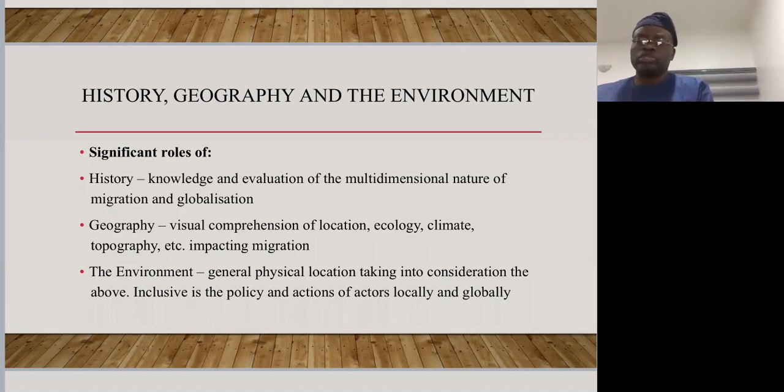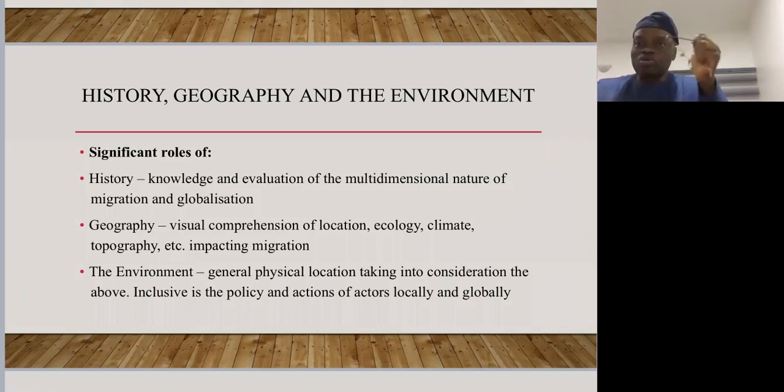Secondly, geography. Geography in the sense that we as students, not just of migration and peace studies, but as students generally, learn more by visualizing. And that is why in this course we'll be talking about maps and mapping. So in the context of general knowledge, we say geography implies the visual comprehension of location. If I talk about the Sahara, and I talk about, say, the Niger-Benue confluence, and we talk about the Bantu migration, what is their location? Why?